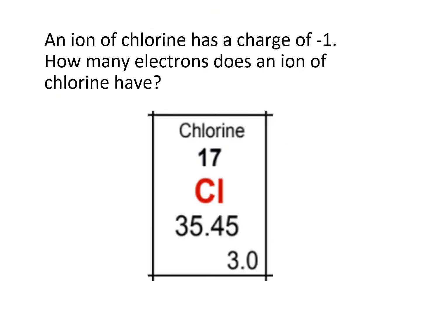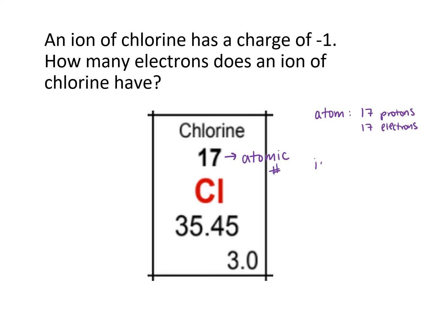So here's a good practice question. An ion of chlorine has a charge of negative 1. How many electrons does an ion of chlorine have? Well, if we take a look at the element symbol here, remember the element symbols are for atoms. So this is going to be our atomic number is 17. So in an atom of chlorine, we're going to have 17 protons, which means we need to have 17 electrons to cancel out those 17 positive charges.